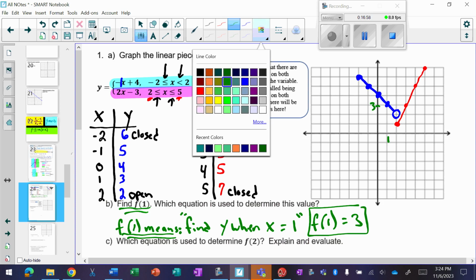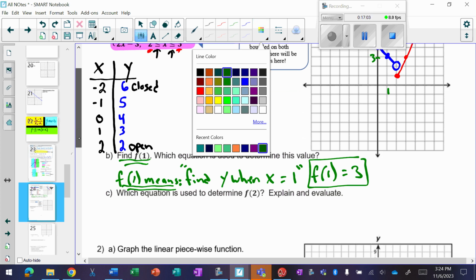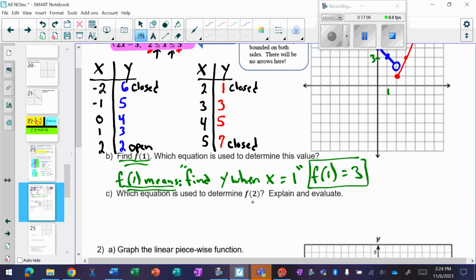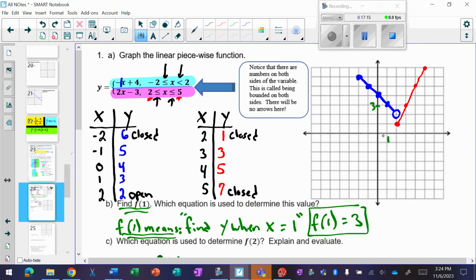What about when f is 2? Well, when f is 2, it means find y when x equals 2. So now we're going to go to the graph, find where x is equal to 2. There's where x is equal to, uh-oh, we have two dots there. So which one do we use? And the answer is you use the closed dot. So when x is 2, the closed dot is at a y value of 1. So that means it's 1.